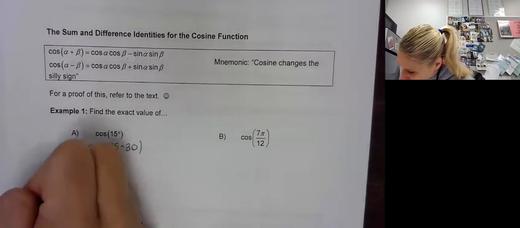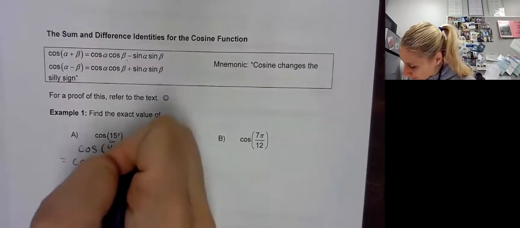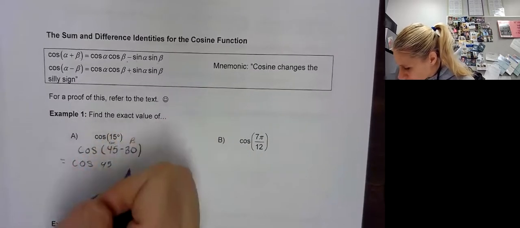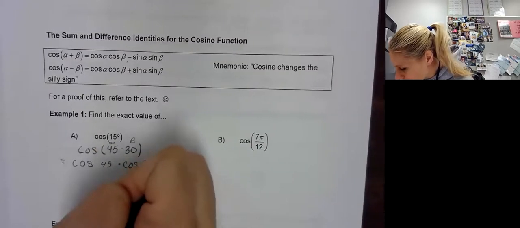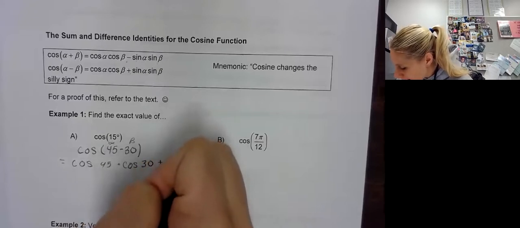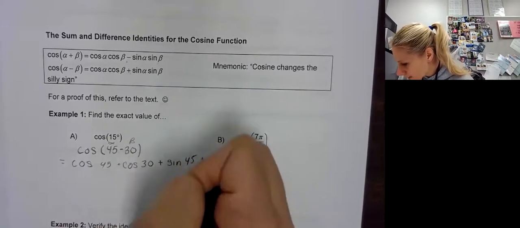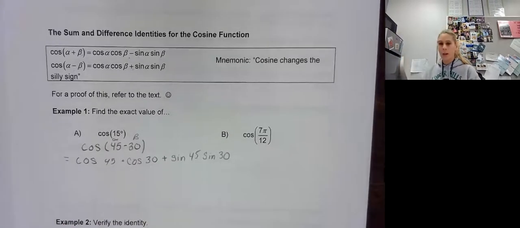That means this is cosine. This is going to be our alpha. This is going to be our beta. So cosine of 45 times cosine of our beta, which is 30. Now it's the opposite sign, so plus sine of our alpha, which is 45, sine of 30, which is our beta. So we have it set up, and now this is the whole purpose of our doing our unit circle.